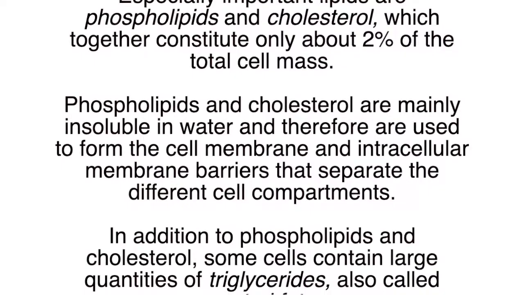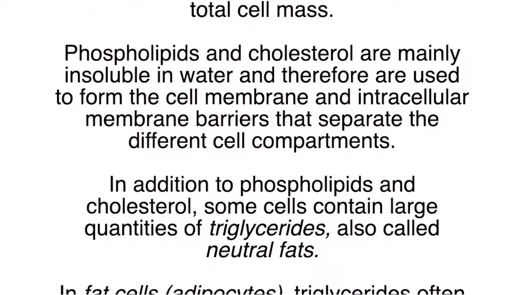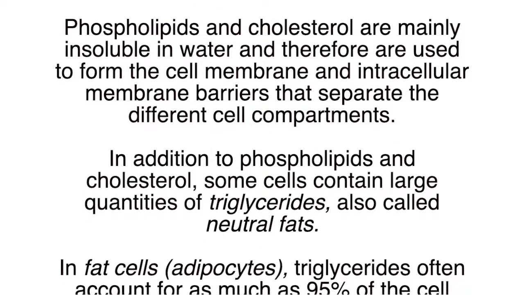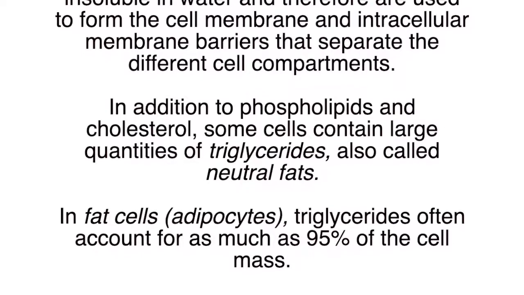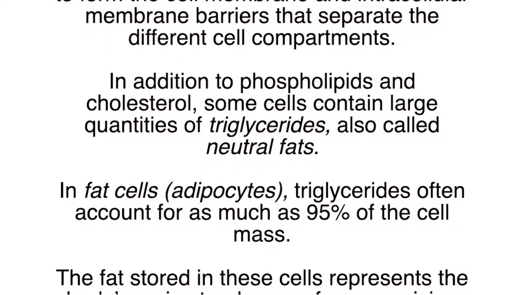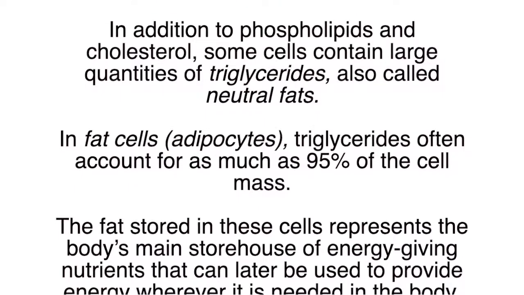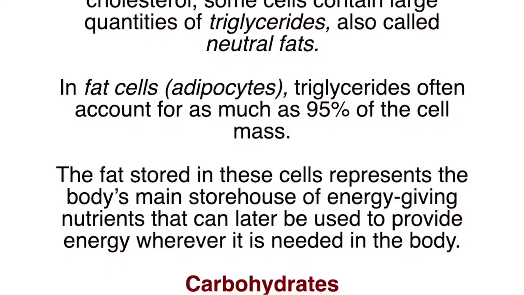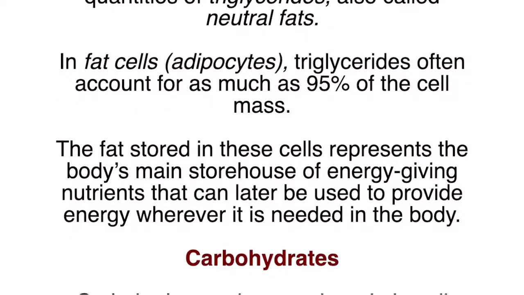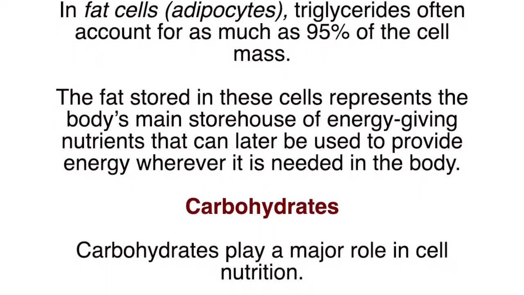In addition to phospholipids and cholesterol, some cells contain large quantities of triglycerides, also called neutral fats. In fat cells, that is adipocytes, triglycerides often account for as much as 95% of the cell mass. The fat stored in these cells represents the body's main storehouse of energy-giving nutrients that can later be used to provide energy wherever it is needed in the body.